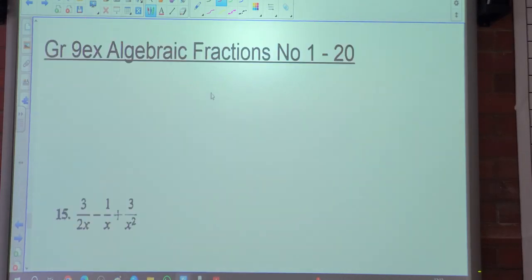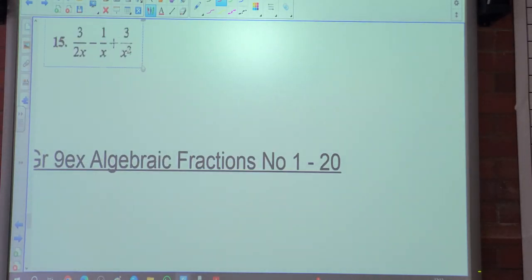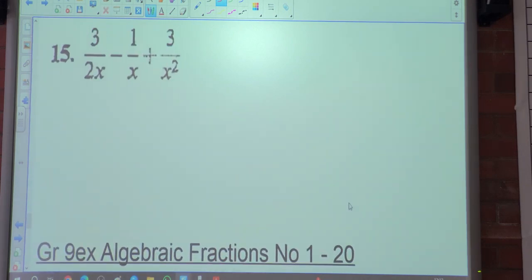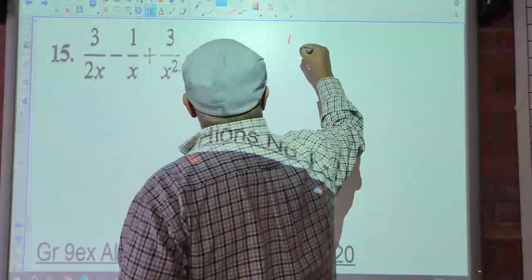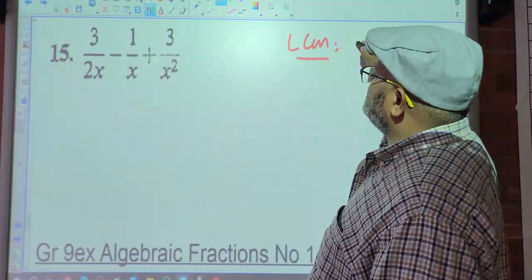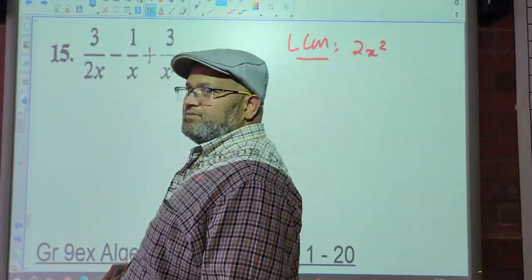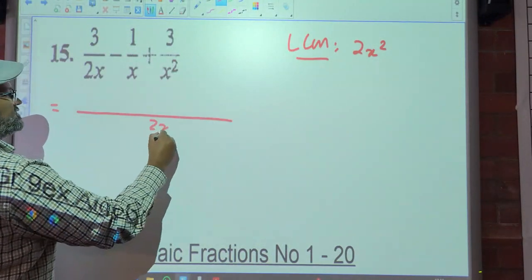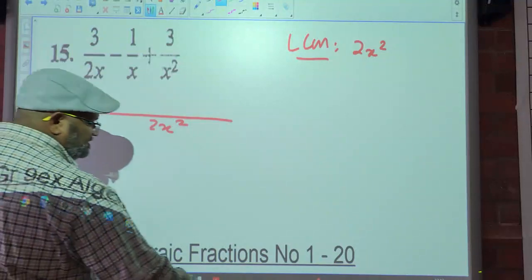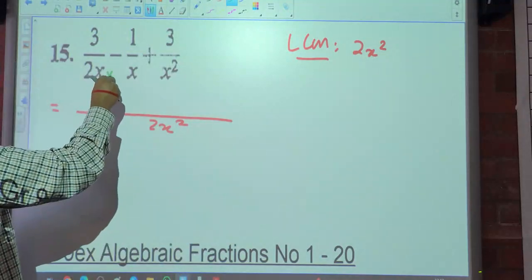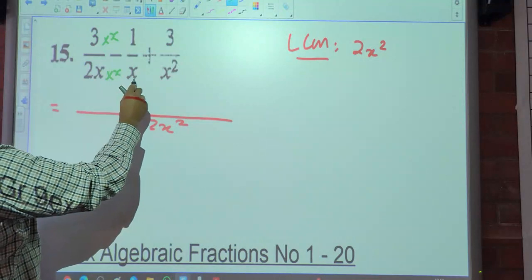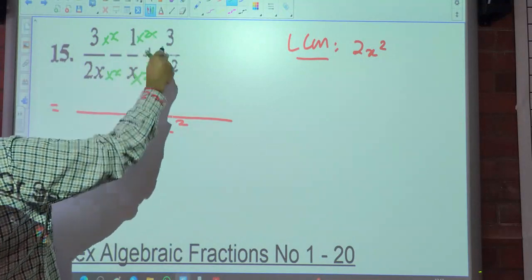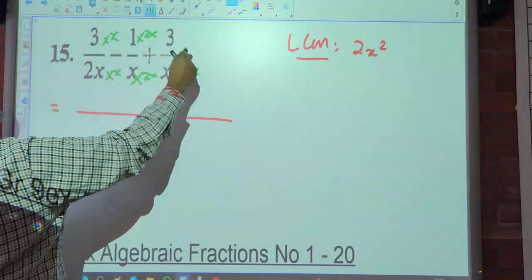Look at number 15. What's your LCM here? Now the number is 2 and the variable is x squared. So what is your LCM? So here you've got 2x squared. So what must 2x be multiplied by to get 2x squared? What must x be multiplied by to get 2x squared? What must x squared be multiplied by to get 2x squared?